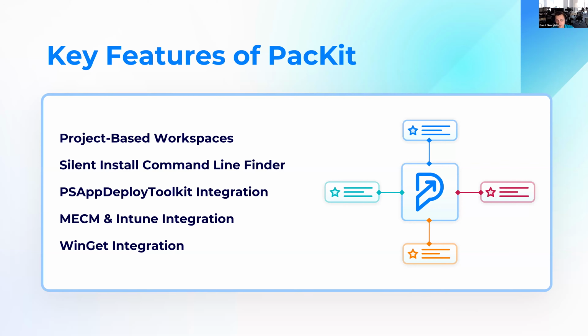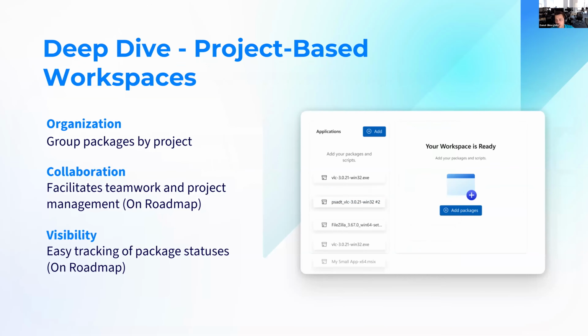And there is the Microsoft Endpoint Configuration Manager and Intune integration. We'll go through each one of the key features of PacKit right away. So I mentioned the standout features of PacKit, which is the project-based workspace. Basically, this workspace allows you to organize your application packages by specific deployment. Imagine being able to group all the packages you need for a particular deployment in one place. Whether you are generating Intunewin files, deploying directly to Intune or wrapping them with PowerShell, you can manage all of them from PacKit.